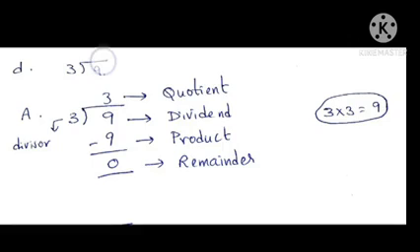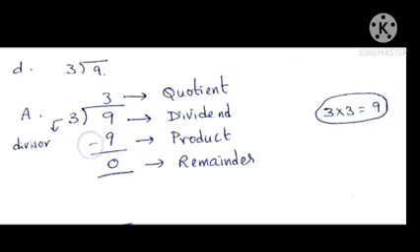Next, D question. 9 divided by 3. We have to recite the table of 3. When will we get 9 in the 3 table? Tell me, children. 3 threes are 9. This 3 we have to write above the line. This 9 we have to write down below this 9.